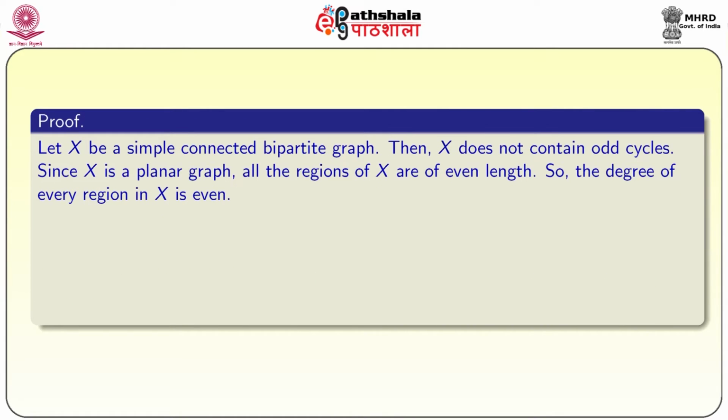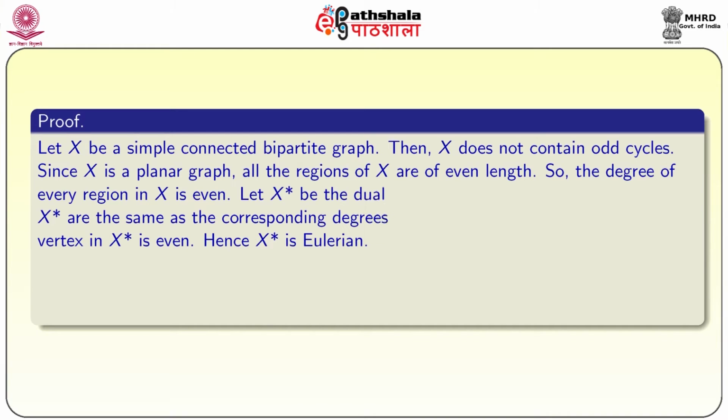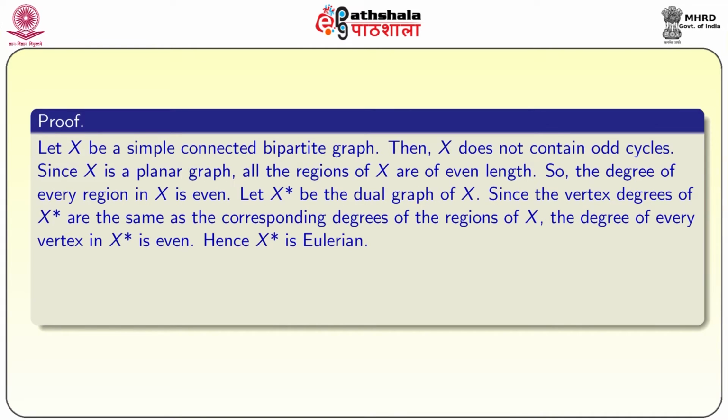So, if X is a simple connected bipartite graph, then X does not contain odd cycles. Since X is a planar graph, all the regions of X are of even length. So, the degree of every region in X is even. Let X star be the dual graph of X. Since vertex degrees of X star are the same as the corresponding degrees of regions of X, the degree of every vertex in X star is even, hence X star is Eulerian.